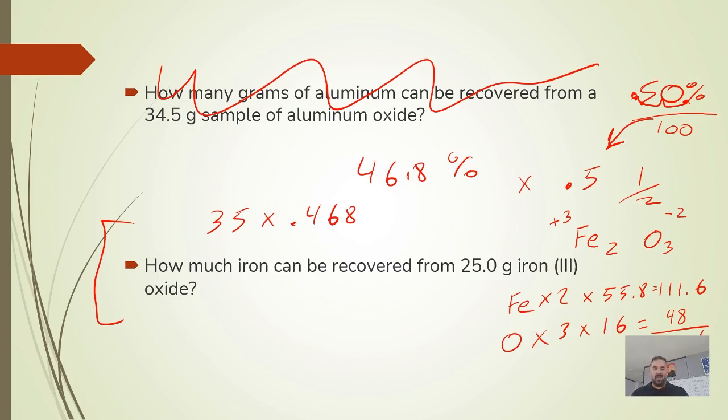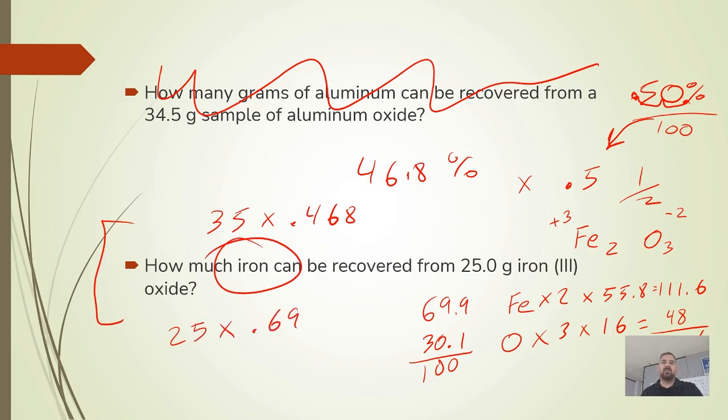So percentage for iron is going to be 111.6 divided by 159.6, and you should get 69.9. And then for oxygen, it's going to be 48 divided by 159.6, and you should get 30.1. And if you add these together, you're going to get exactly 100. Now to figure out how much iron we need, we're just going to do the total mass of the metal, which is 25, and then we just multiply it by 0.699.